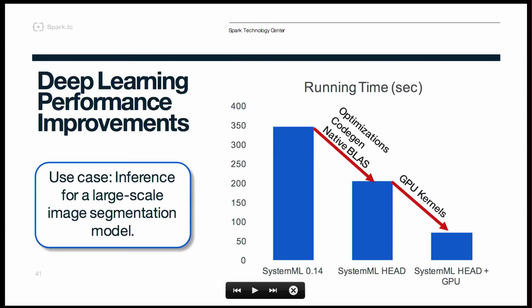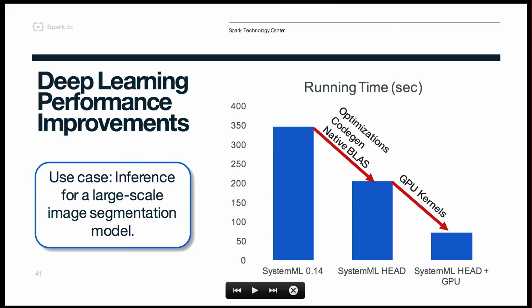And if you step back and look at what the impact of these changes has been to our deep learning performance, we're still not at the point where we can compete performance-wise with systems that were purpose-built for deep learning, but it's getting a lot closer. If you look at a particular use case that some of my colleagues in research are working on, involving inference for a large-scale image segmentation model, starting at SystemML 0.14, which came out earlier this year, the performance running without GPUs has already gotten almost twice as fast running the same code because of improvements to the optimizer, code gen, and use of native BLAS routines. And with the GPU kernels, we get an additional performance boost.